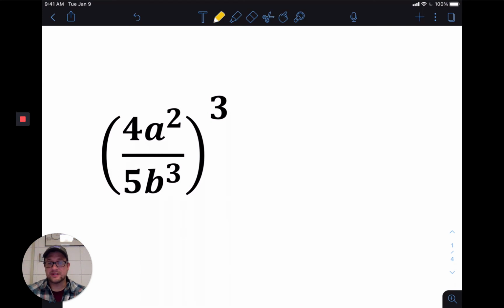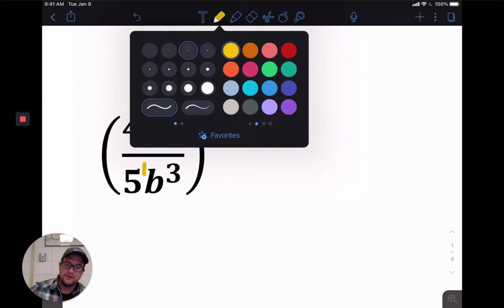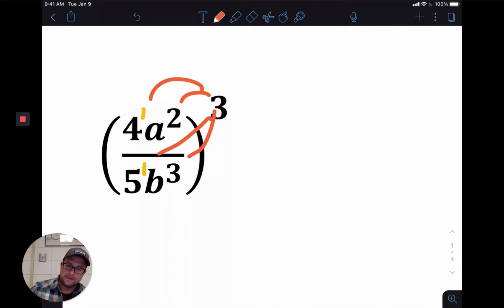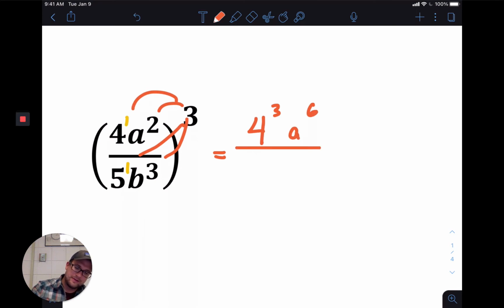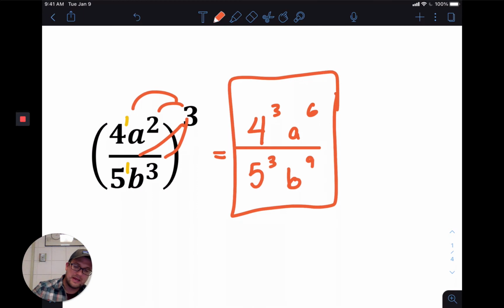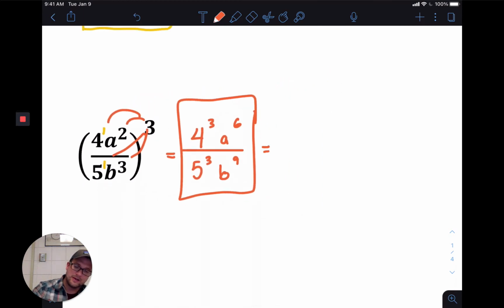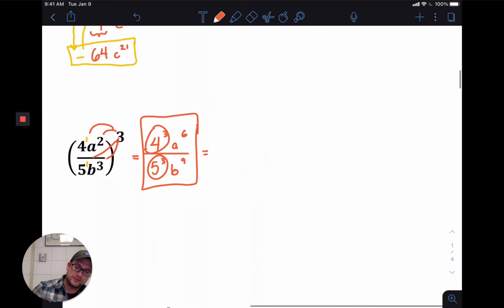Here's another problem for us to consider. Again, we have parentheses, so we are going to put in any missing exponents, and then we're going to multiply the exponents, of course, not actually the numbers. So I will get 4 to the third, because 1 times 3 is 3, a to the 6th, 5 to the third, and b to the 9th. Now, this is a great answer here. It maybe could go a little bit further if I actually multiply 4 to the third out and 5 to the third. So let's do that. 4 to the third would be 4 times 4 times 4, which is 64.